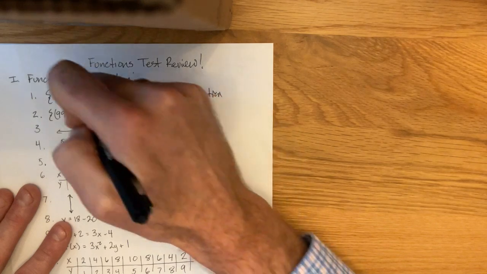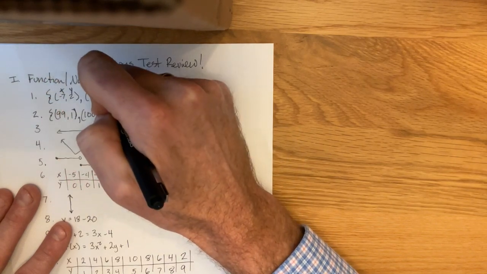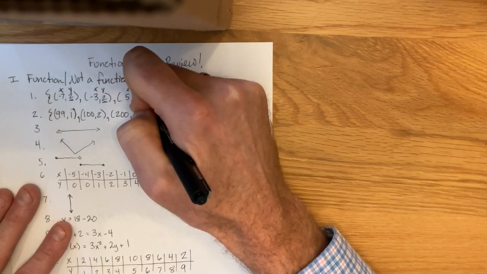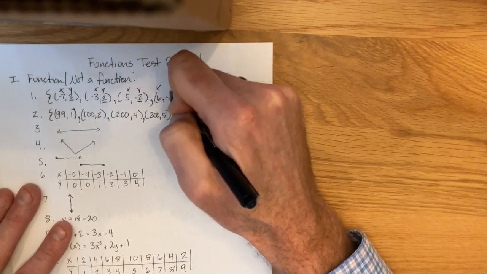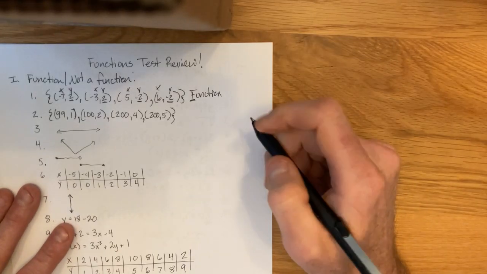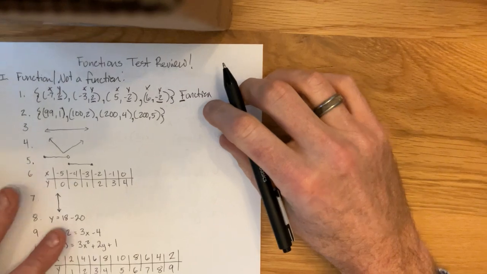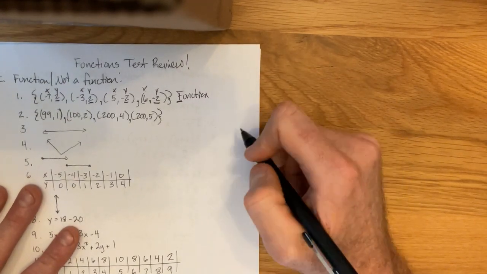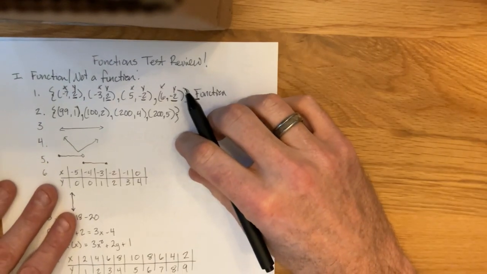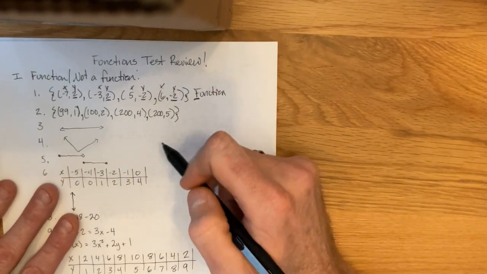Notice here that we have some y values that are repeated, right? So 2 is repeated there, -2 is repeated there. But that does not prevent it from being a function. Y values can be repeated, but x values cannot be repeated. Functions cannot repeat x values. So this example for number 1 is a function.